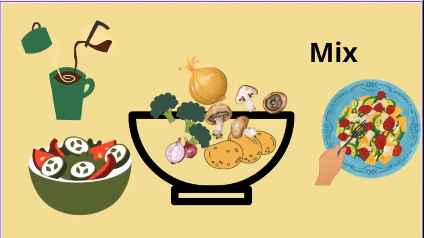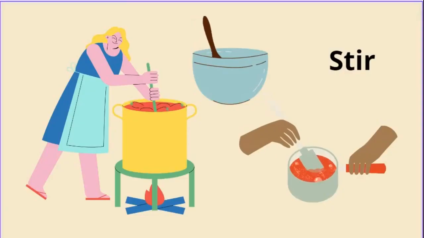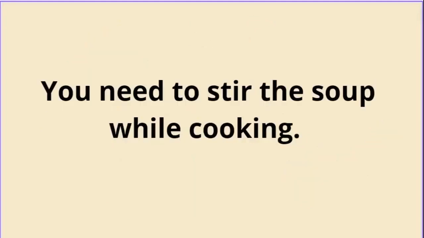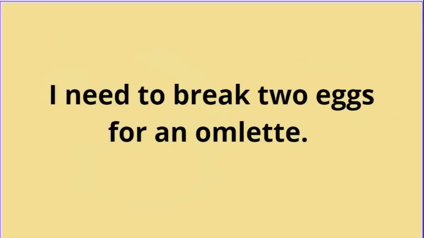Mix. I mix vegetables in a bowl to make a salad. Stir. You need to stir the soup while cooking. Break. I need to break 2 eggs for an omelette.